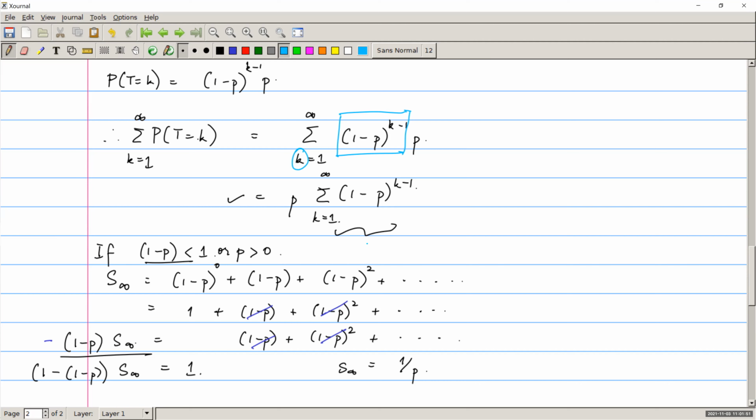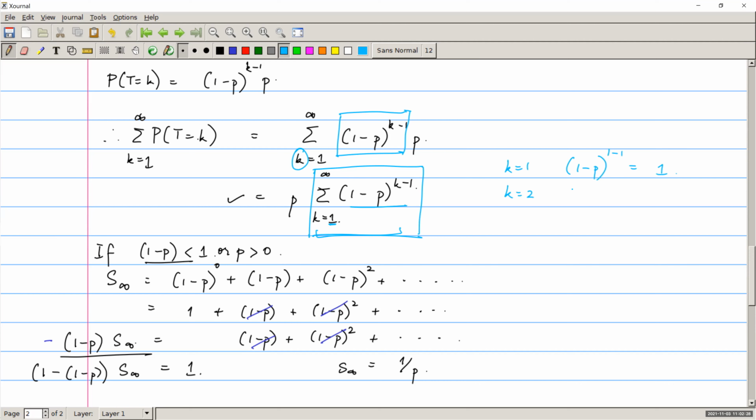Now, when you have a summation like this, initially at least, it helps to write out the first few terms. So what are the first few terms of this summation? You said k equals 1. So k equals 1 is the first term of the summation. When k equals 1, what is this? 1 minus p to the 1 minus 1, which is 1.